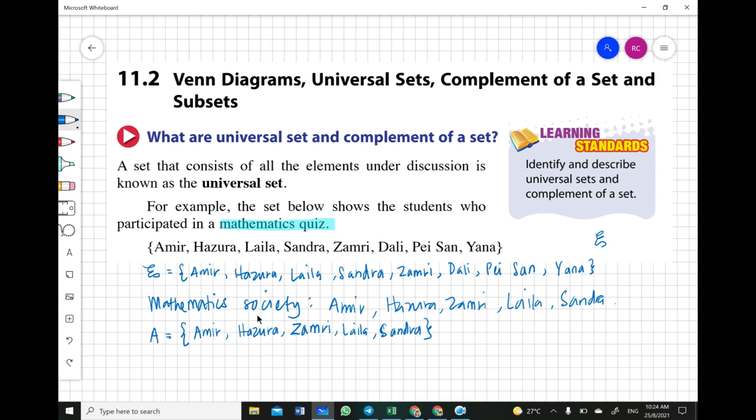Now, the other students in the team, that will be Dali, Peishan, and Yana, are not members of the Mathematics Society. You can see here, Amel, I already jotted down, Hazura, Zamri, Laila, and Sandra.